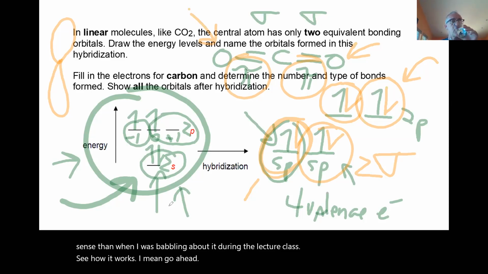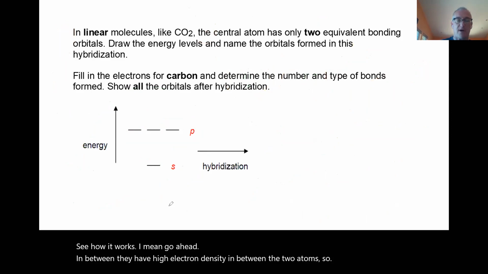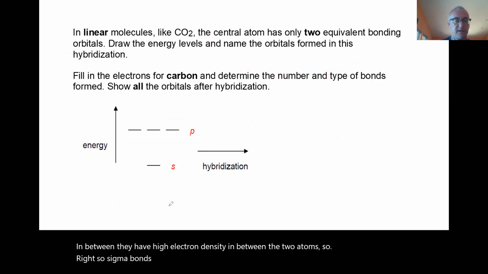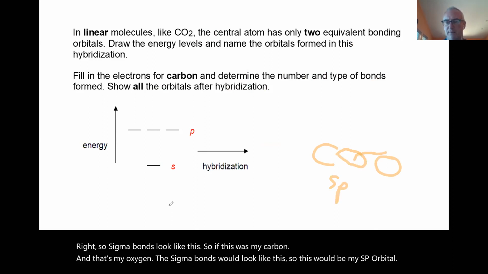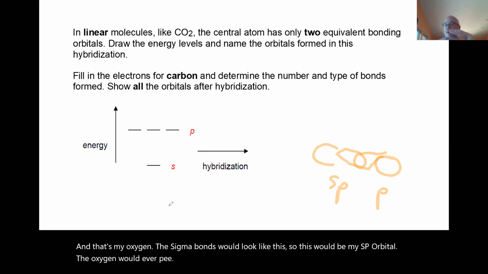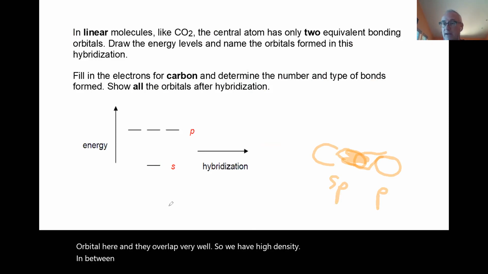I just wanted to clarify, sigma bonds have high electron density in between the two atoms. And pi bonds don't. Right. So sigma bonds look like this. If this was my carbon, and that's my oxygen, this would be my sp orbital, and the oxygen would have a p orbital here, and they overlap very well. So we have high density in between. So that's a strong bond.